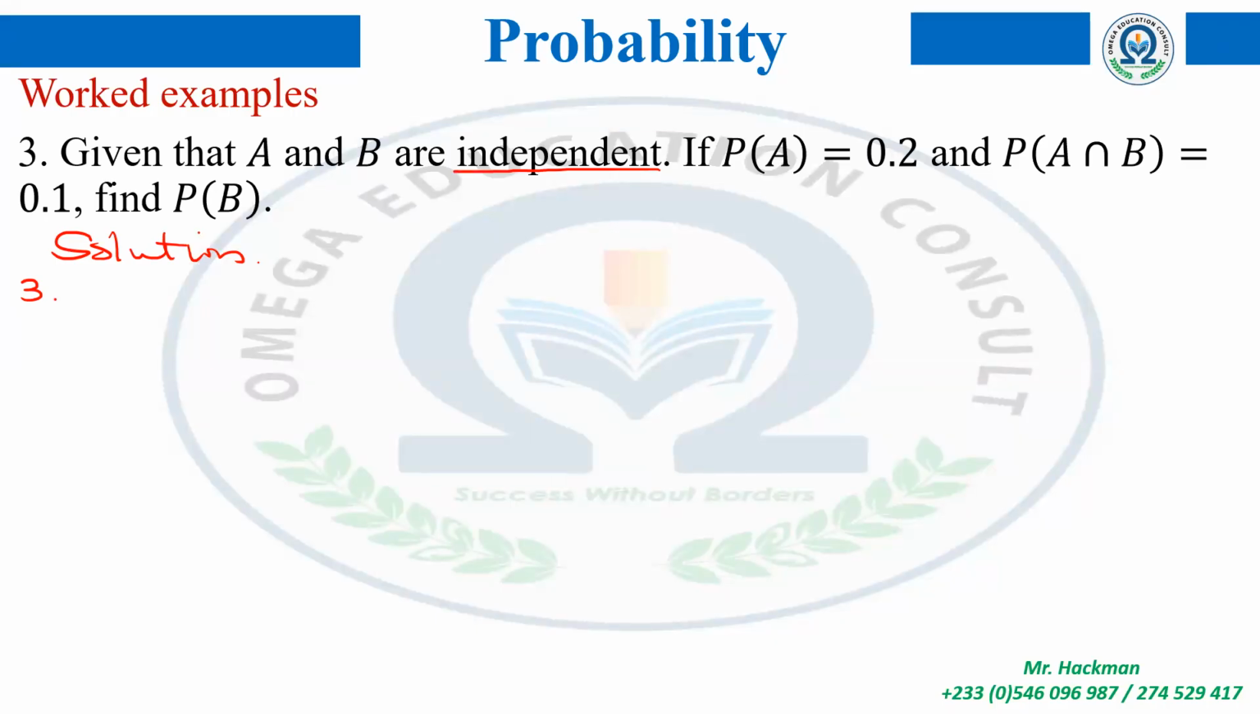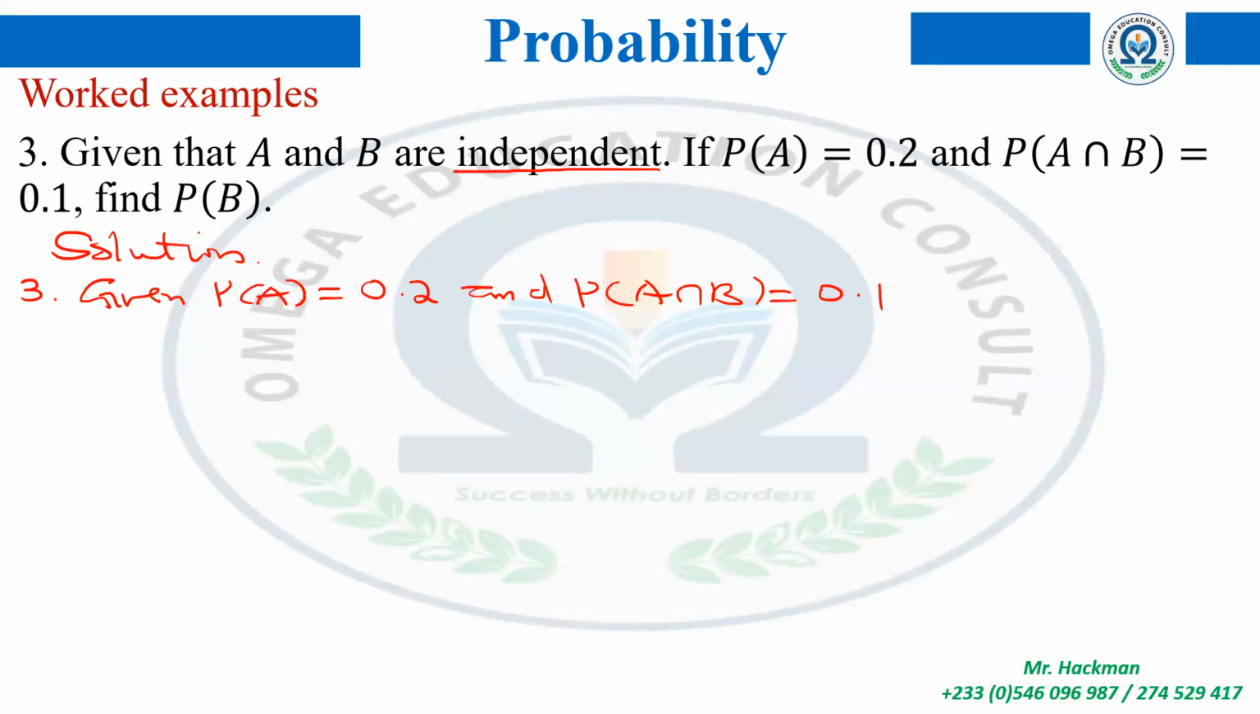So now that we've underlined, we have written the question number, solution first, major question number. What do we do? We go and extract. So given, it's either you write given and you extract, or you just extract. So the probability of A is equal to 0.2. And the probability of A intersection B is equal to 0.1. Now you are told that the events are independent.